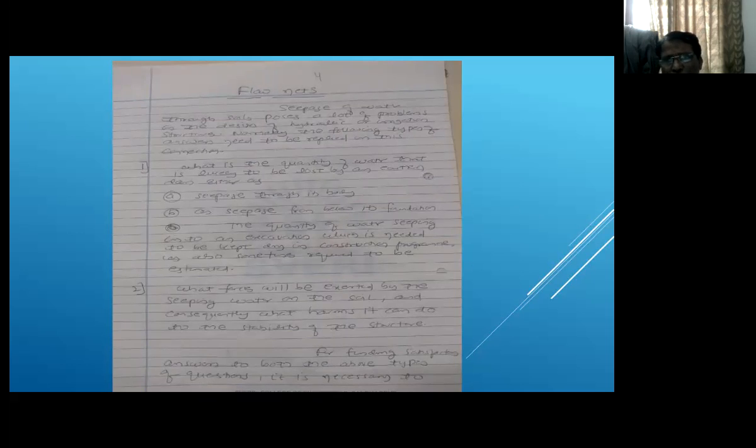See here, as I told you, seepage is very dangerous. And this topic is 90% concerned with earth dams only. So when you design an earth dam, there will be two parts. One is the body of the earth dam, next is the foundation. Now the question is, how much seepage is taking place in the body of the earth dam, and how much seepage is taking place in the foundation of the earth dam?